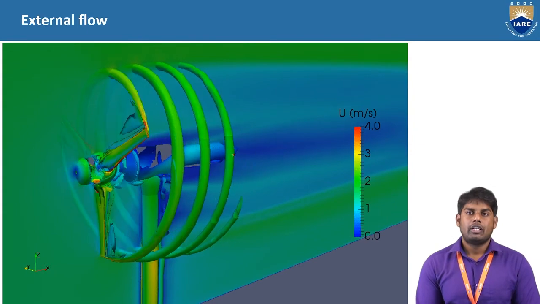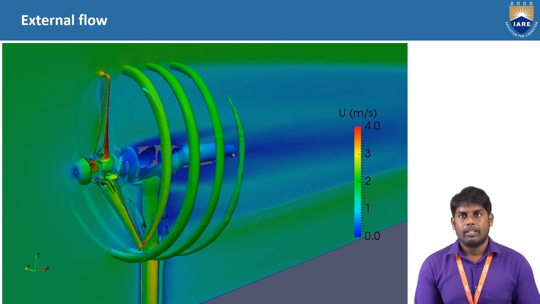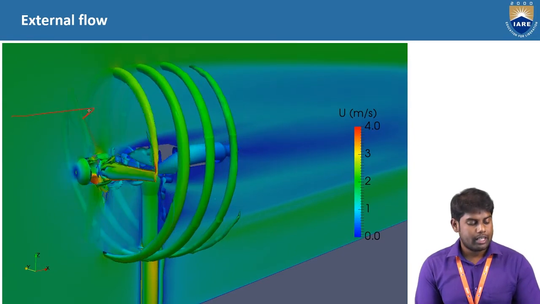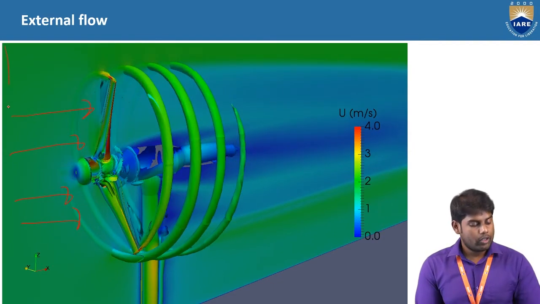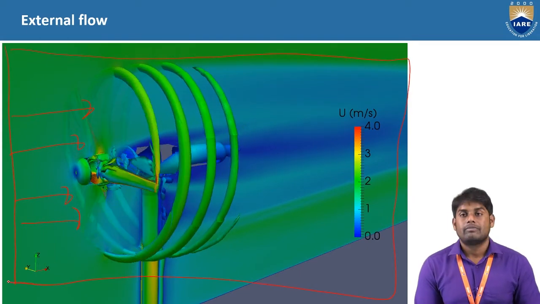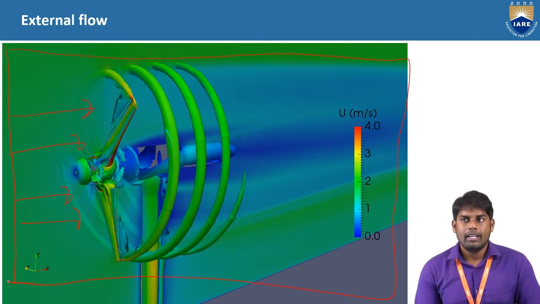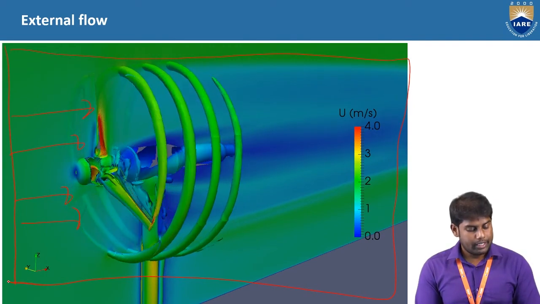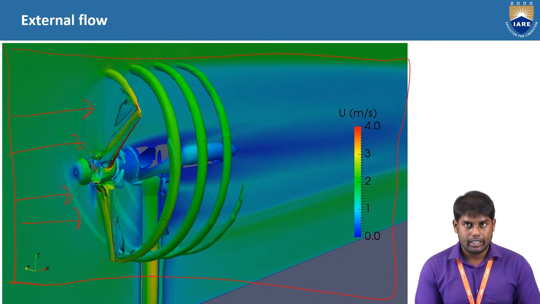In the case of external flow, the wind turbine is rotating with a certain RPM, and the flow is coming in this direction. In this case, the domain you construct would be very big. Domain, in the sense, is the region where you place the model to be investigated. Let's say this wind turbine is in our domain, and we have placed it at the center of the domain.